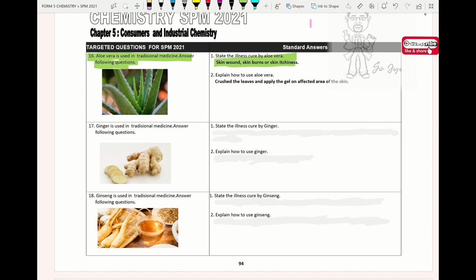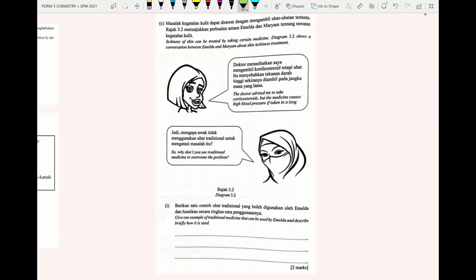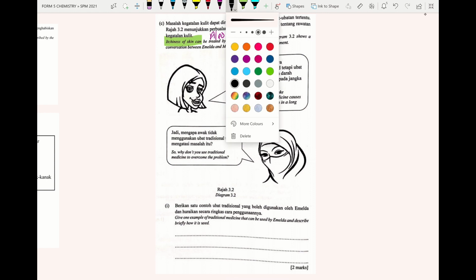All right, I explain how to use. We crush the leaf and apply the gel on the affected area. All right, please check this question. The itchiness of the skin. So your student must take aloe vera. Okay, if let's say they ask for the traditional medicine, please take aloe vera.